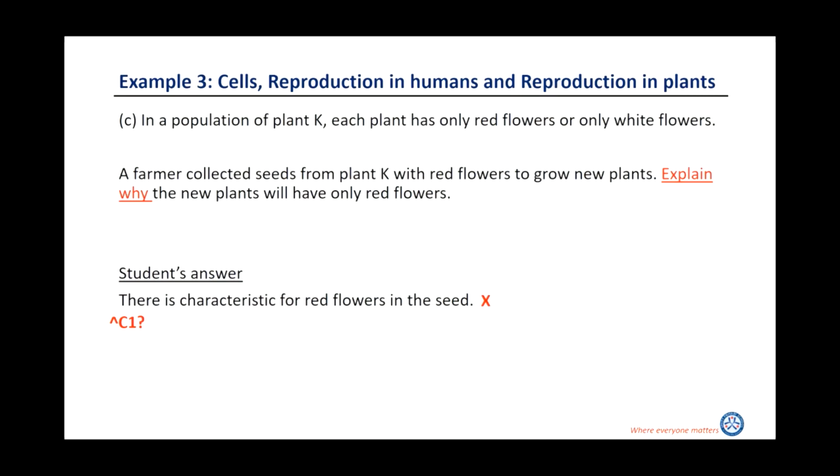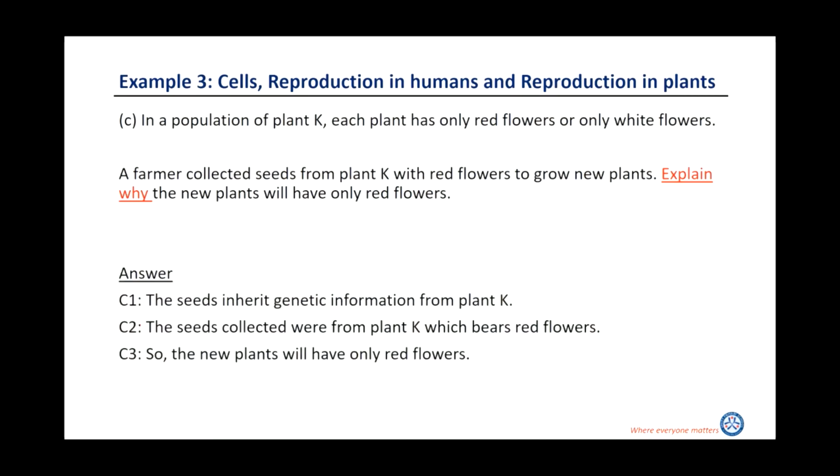There is a missing C1 and a cross is given. The answer is, the seeds inherit genetic information from plant K. To connect and give evidence from the question, the seeds collected were from plant K, which bear red flowers. To conclude, the new plants will have only red flowers.